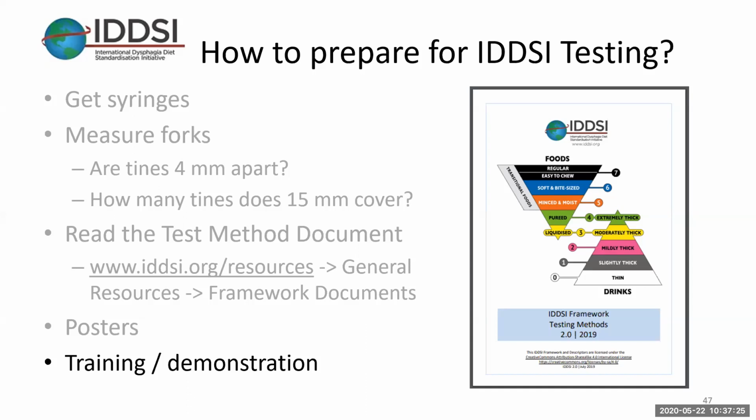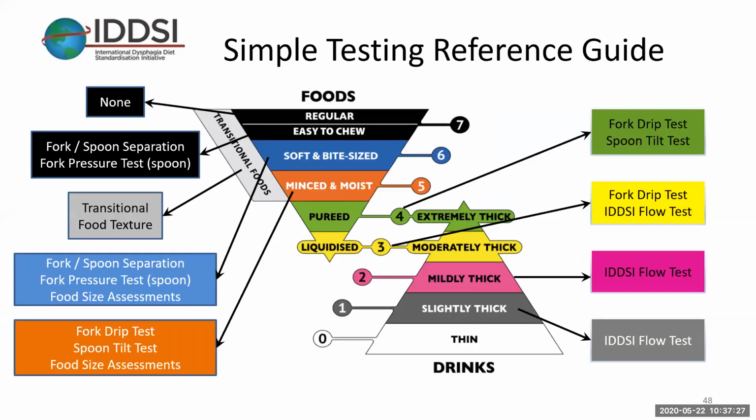We did put together this very simple testing reference guide for you for this presentation. It is a simple depiction of what test methods go with each level of the IDDSI framework. For example, you can see that soft and bite size level 6, when you look down in the lower left, requires the fork spoon separation test, the fork pressure test, and the food size assessment. It's just a simple reference guide for you, but hopefully you'll find it useful, and it helps bring all these test methods together.